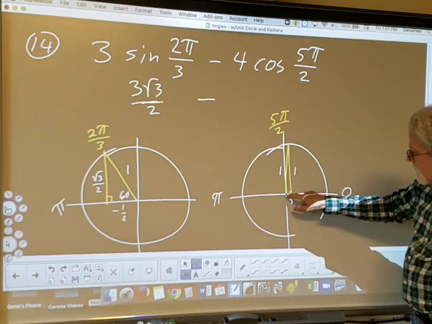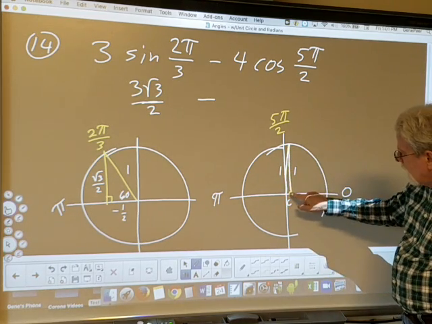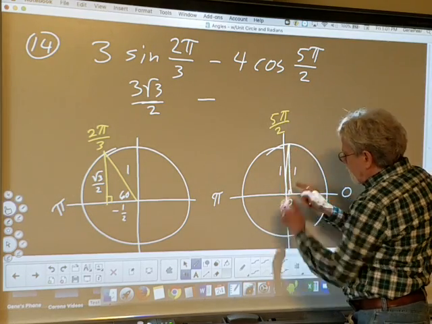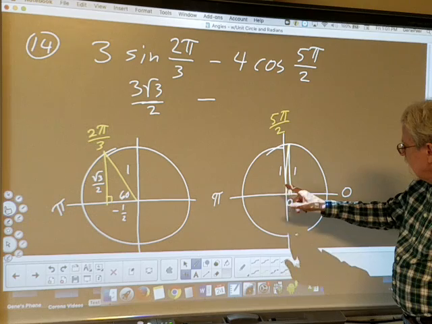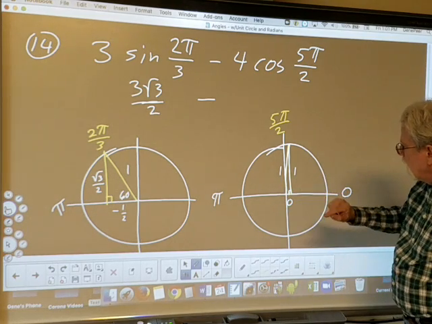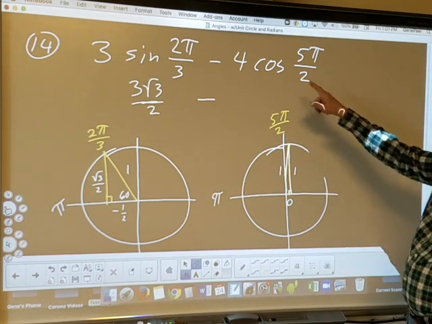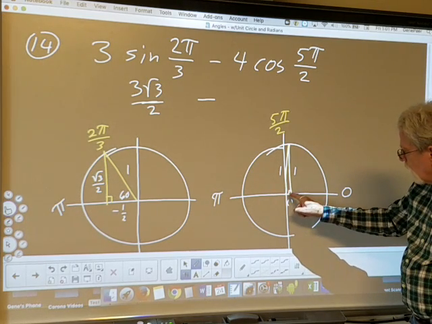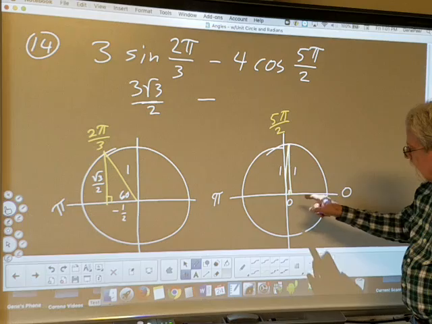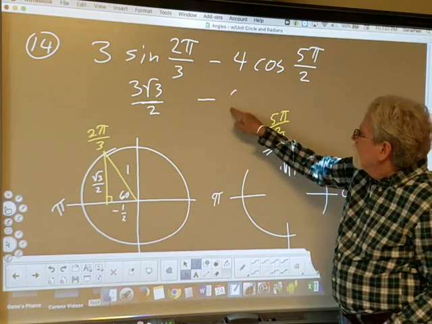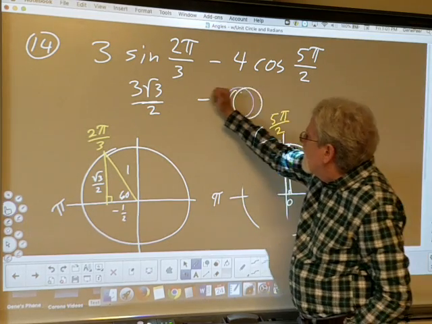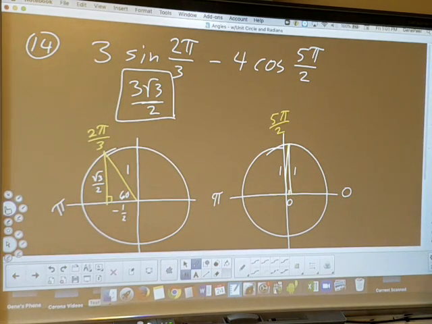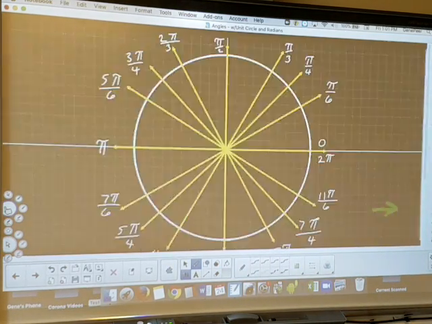So we draw our little imaginary pretend triangle here, where the adjacent side is actually supposed to be 0. Hypotenuse being 1, long leg being 1. And so we're looking for cosine. Cosine is adjacent over hypotenuse. Oh, that's going to be 0 over 1. That's going to be 0. Times 4 is still 0, so that all goes away. My final answer is just 3 square root of 3 over 2. Done. And now we move on to the review of how to find these angles.